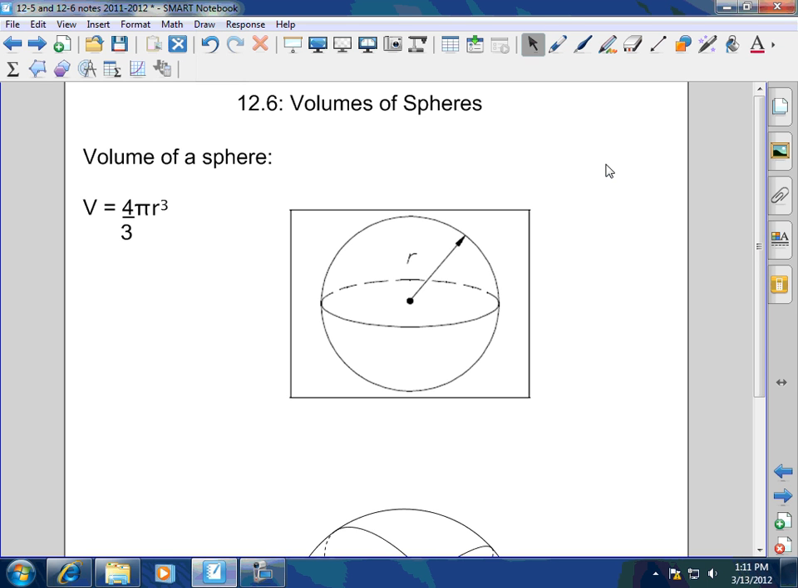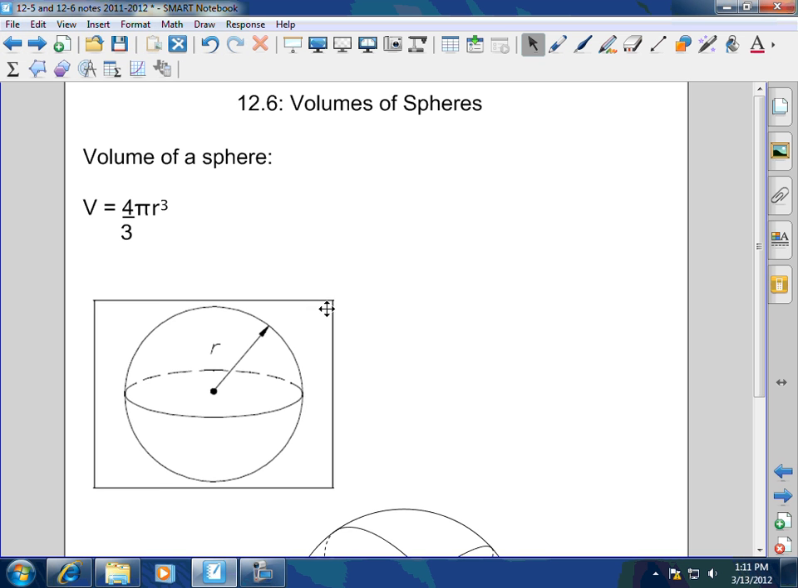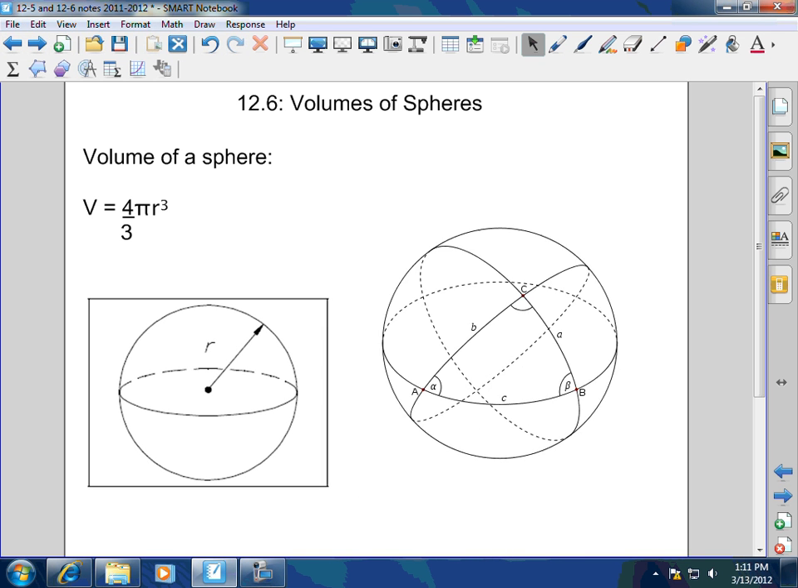We're learning volume of spheres. Now, the volume of a sphere is very, very simple. The volume of a sphere is literally 4/3 pi r cubed.